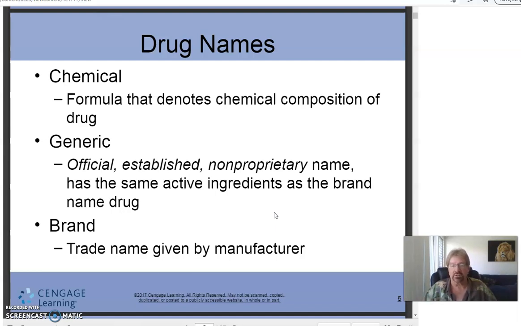So this is something, guys, real important. You may know this already. Generic, or Tylenol, is acetaminophen is the generic name. Tylenol is the brand name.